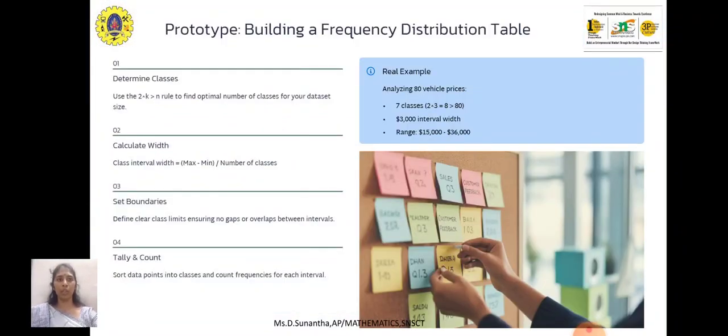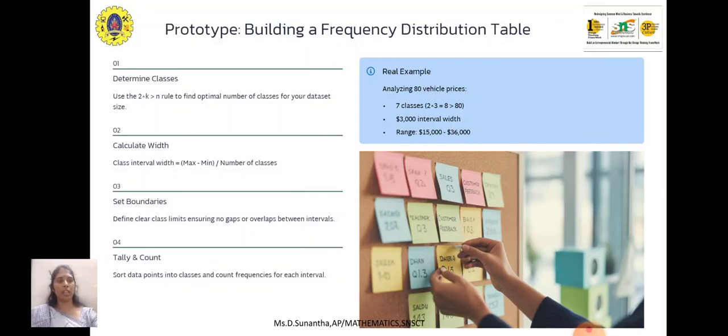Next is the prototype part, in which we build a frequency table. So determine classes. Use the 2^k greater than n rule to find the optimal number of classes for your data sets. Calculate the class interval as maximum minus minimum divided by number of classes. Next, set boundaries. Define clear class limits, ensuring no gap or overlap between intervals. Next is tally and count. Sort data points into classes and count frequencies for each interval.